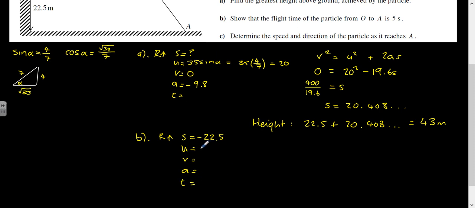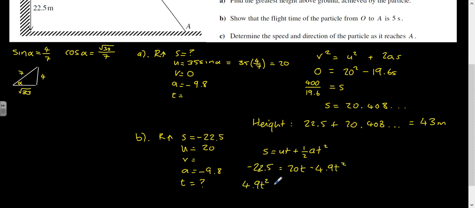So again, our initial velocity is the same as this. It's 35 sine alpha, which came out as 20 meters per second. The final velocity is nothing that we're interested in. We're interested in time. So our acceleration is minus 9.8, and we're asked to work out the time. So we'll use s equals ut plus half at squared. So minus 22.5 equals 20t minus 4.9t squared. Gives us a nice quadratic of 4.9t squared minus 20t minus 22.5 equals 0.